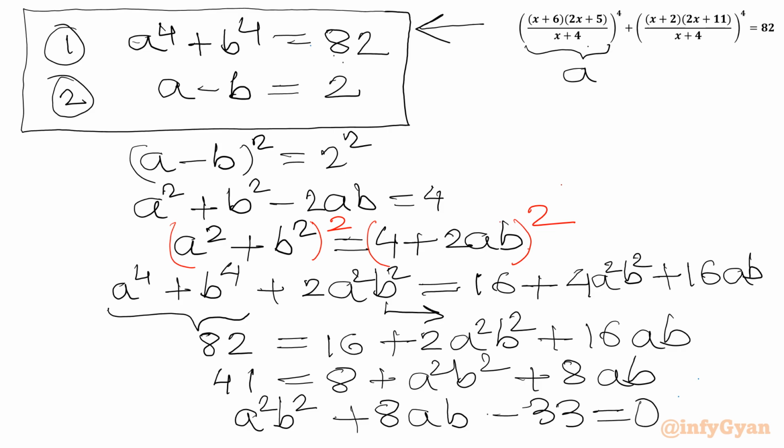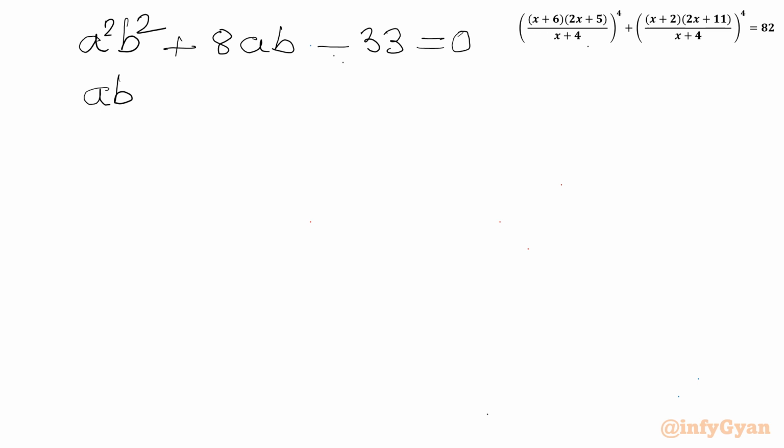Let me write here: A²B² + 8AB - 33 = 0. Now this is quadratic in AB. I will use the method of factorization. So I can write it as (AB)² or A²B², then 8AB we can write as 11AB - 3AB, and then -33 = 0.